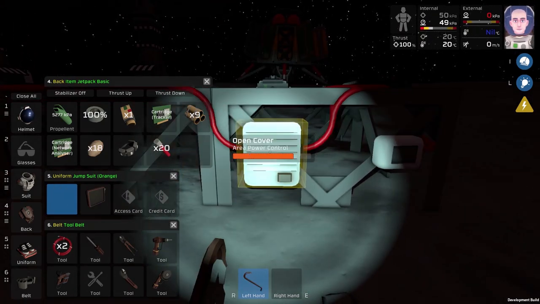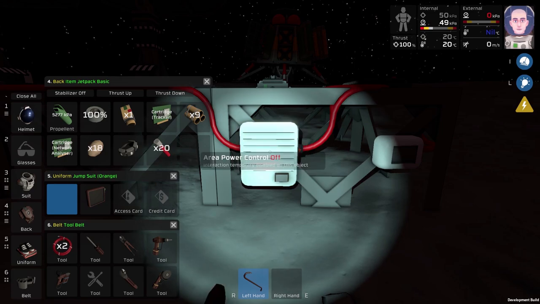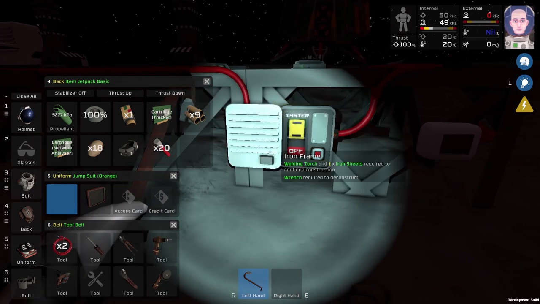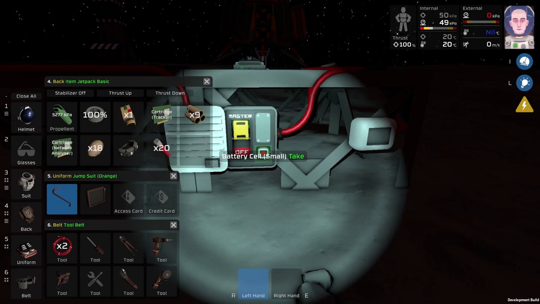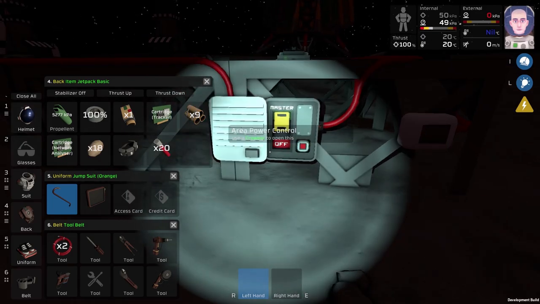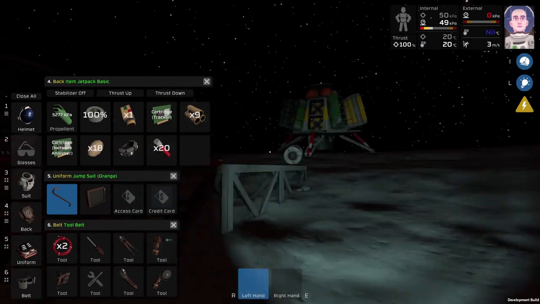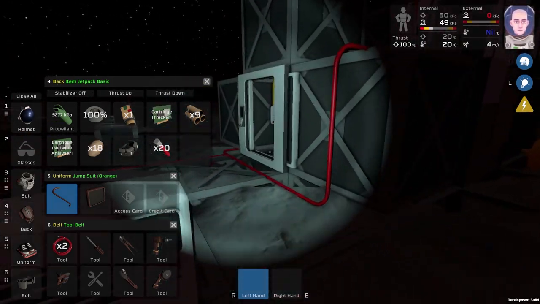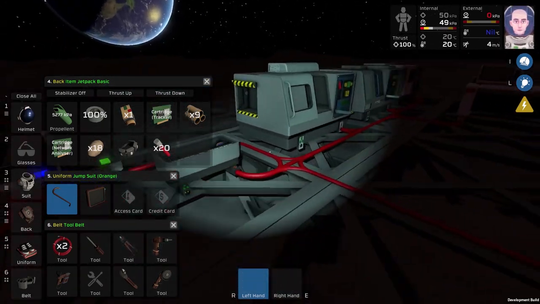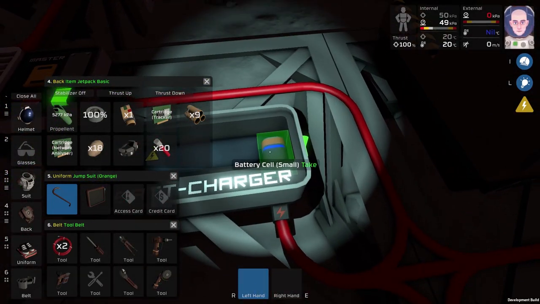Which shows us that the small battery is not actually enough to sustain it overnight. Now, we could turn it off, but that defeats the point of this automation, right? So what I'll do just for the moment is grab that spare battery, and then when the sun's coming up, I'll put it in. But we're going to need a larger battery.